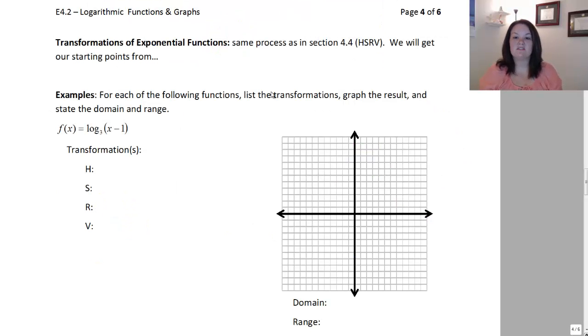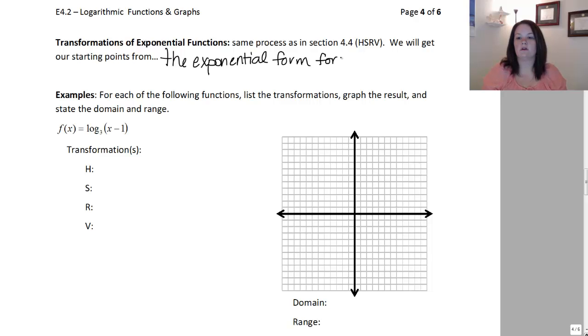Okay, so on the top of this page, it says transformations of exponential functions. It's the same process as the section 4.4 or E4.4, which is where we did HSRV. Okay, and we're going to get our starting points in our XY table from the exponential form of the parent function.